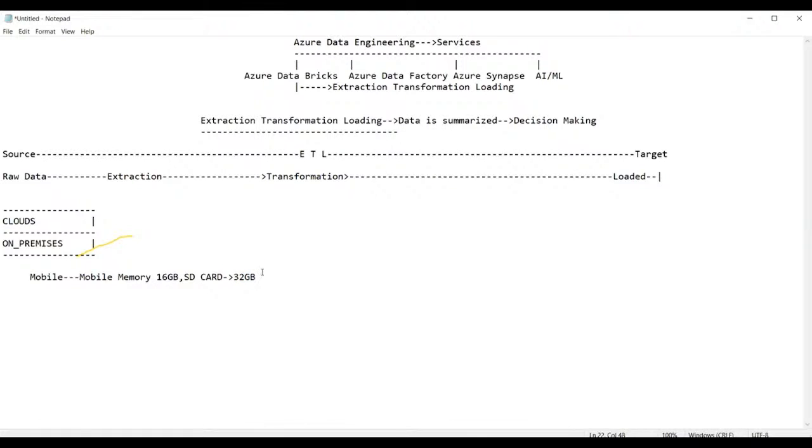So now tell me, in total what is the amount of memory you have in your mobile phone? 32 plus 16. Guys, tell me now. 32 plus 16 means what? 48 GB. Very good. So in total, you can store up to 48 GB in your mobile phone along with the SD card. Now, the question is that I have some more videos and photos, amounting to around 100 GB. Let us assume amounting to around 500 GB.